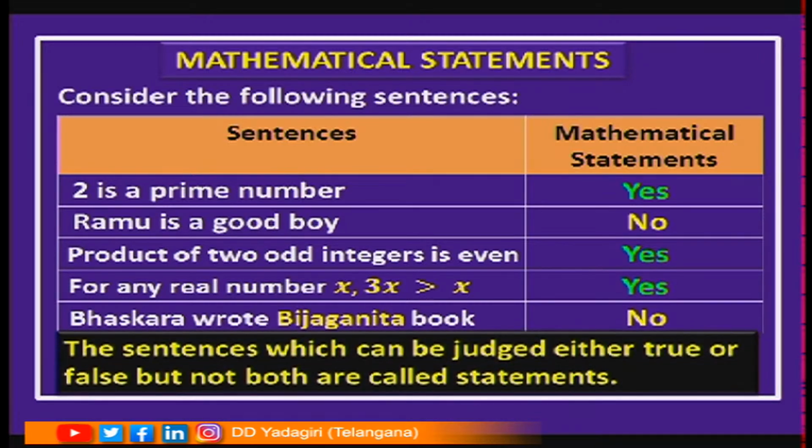So, the sentence which can be judged either true or false, but cannot be both, is called a statement. So, children, you understood now what exactly a statement is. The sentence should be true or it can be false also, but it cannot be both. Such sentences we call statements. So, children, we have learnt about statements. Not only that, we have identified mathematical statements also. Now, we will learn more about verifying the statements.